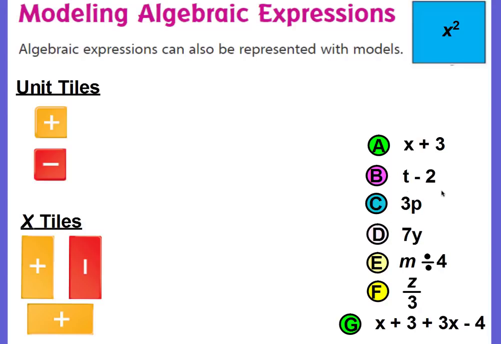Okay, t minus 2. This is what the model for t minus 2 would look like. T is our variable. There's only one t, so you only need one x tile. It is a positive t, so you put that positive symbol there. And then it's minus 2, which is the same as 2 negatives. So this time we need 2 negative unit tiles. And this would be t minus 2.